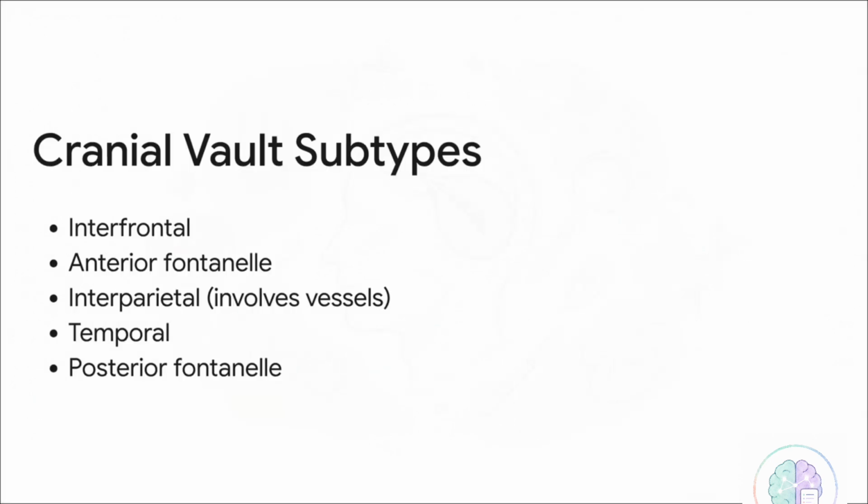Let's zoom in on the cranial vault, since it makes up that huge 80% chunk of Western cases. There are 5 distinct developmental subregions here. We've got interfrontal, anterior fontanelle, interparietal, which actually, much like the occipital class, often involves vascular structures, temporal, and finally, posterior fontanelle. Knowing these specific locations is absolutely crucial because the location dictates your surgical approach and the specific risks involved.